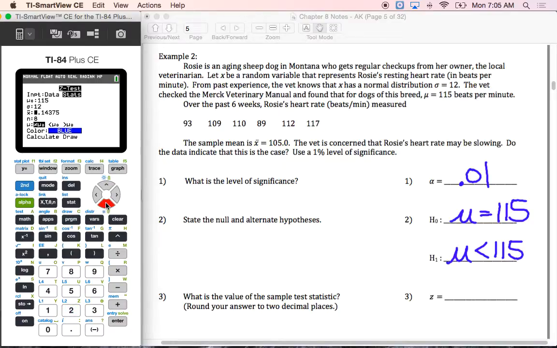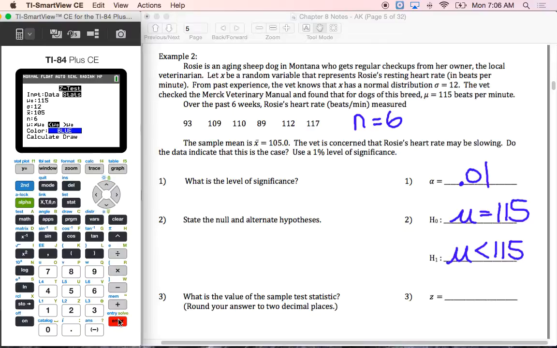Now for our X bar, they tell us 105. For our N, count up the number of numbers you have: 1, 2, 3, 4, 5, 6, because it's 6 weeks. So I've got 6. And then we just said less than, so you want to find less than.